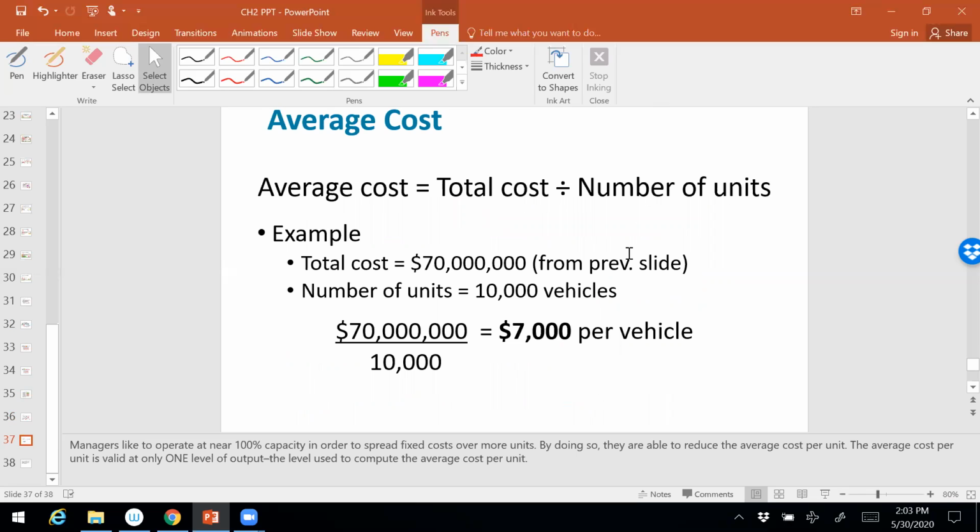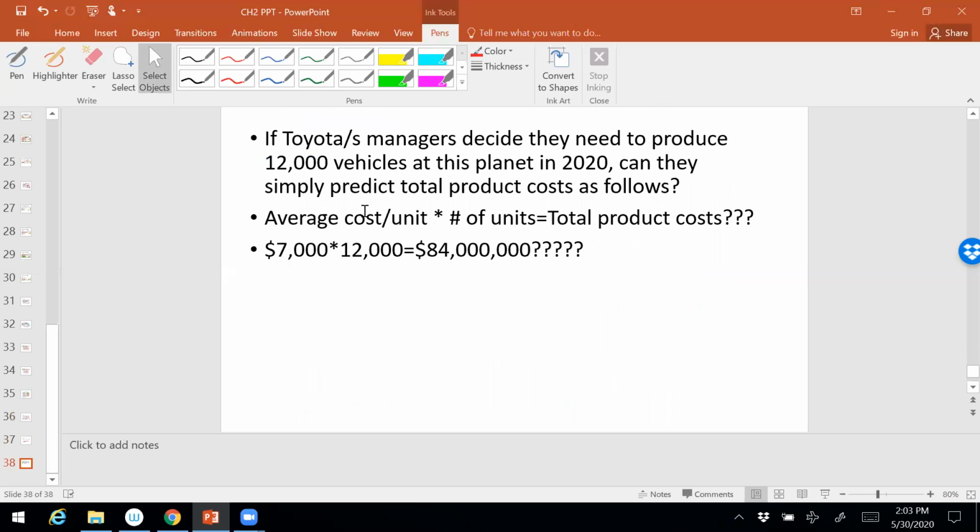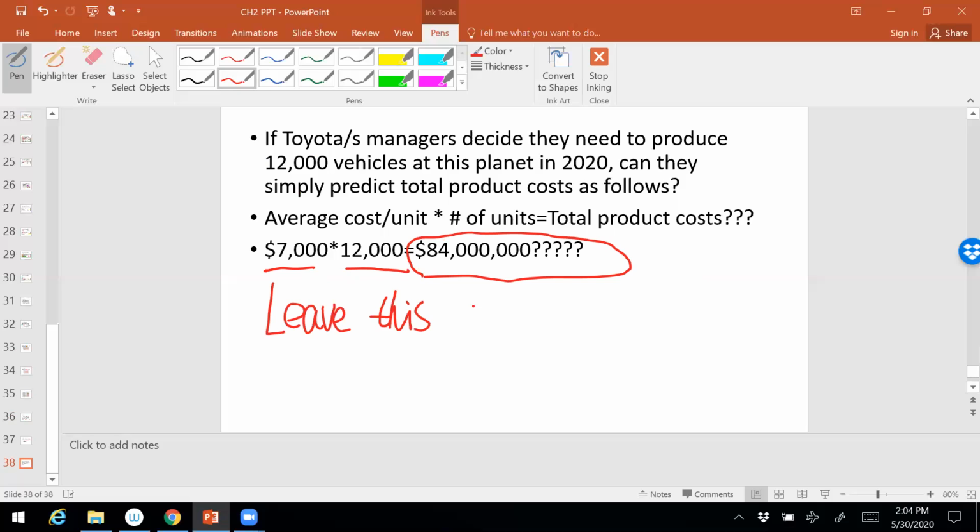Per average, if you said total will be $70,000 and I made 10,000 vehicles, so for each one is 7,000 per vehicle. That's the average cost. Can you use that average cost to make a prediction for the future? Can I say each one is 7,000? Then if next year I make 12,000, will my total cost be 84 million, yes or no? I leave this question to you.